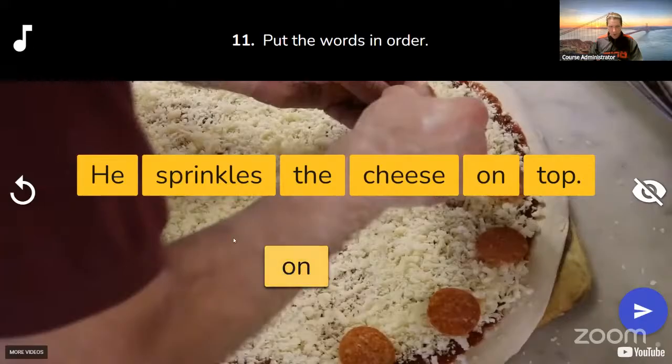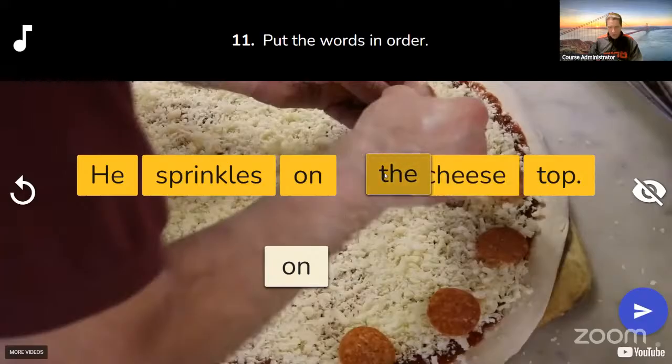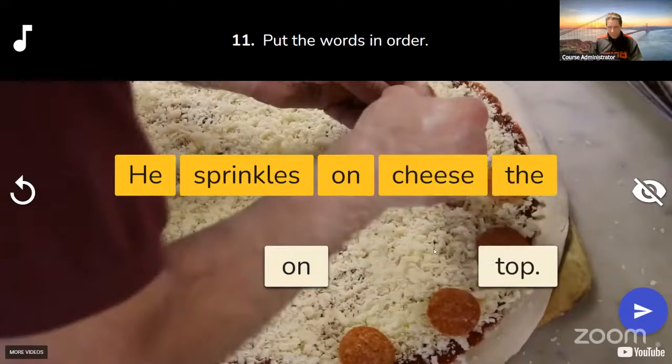We've got another one here. He sprinkles on, I guess we can put the on there. Okay, we may have to change some things here. So he sprinkles on the cheese. He sprinkles cheese on the top. He sprinkles on the cheese on top. Okay, it's a bit strange. Okay, he sprinkles on the cheese on top.